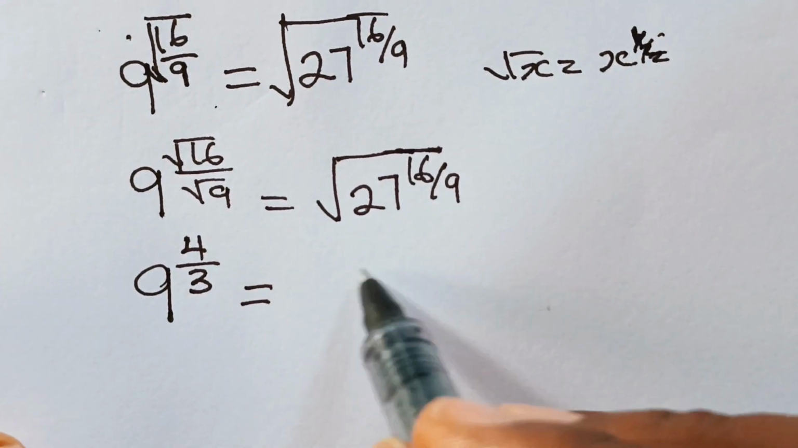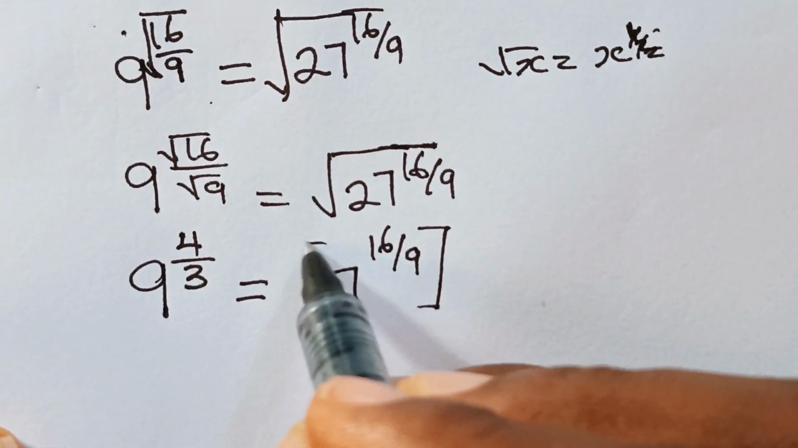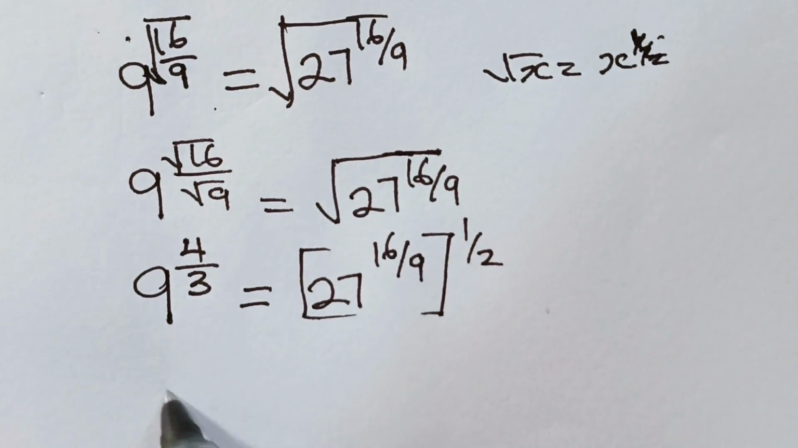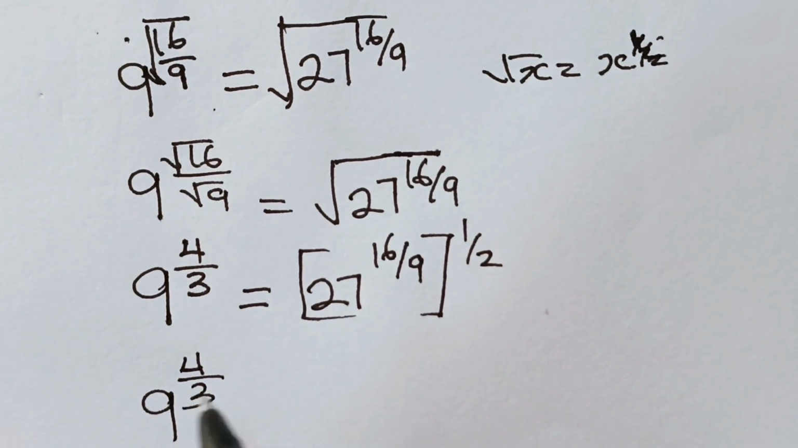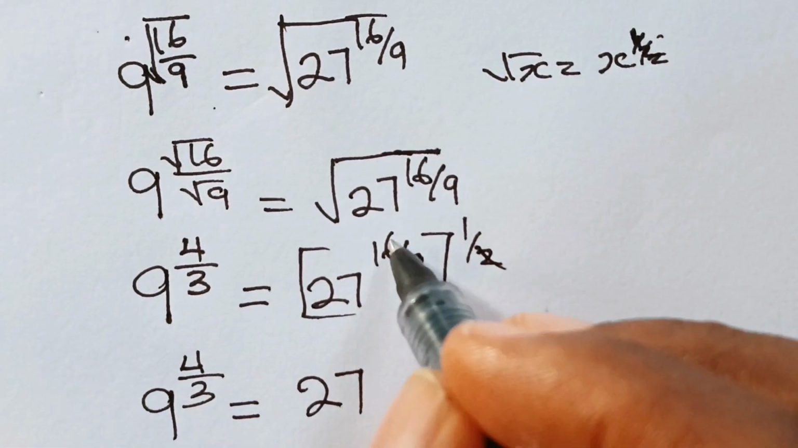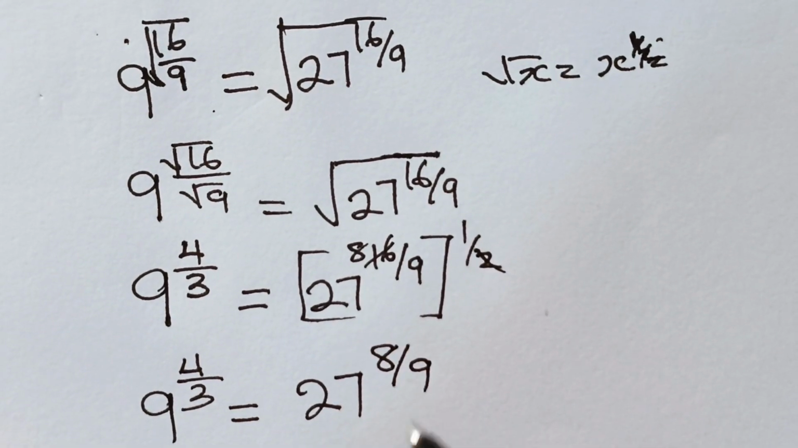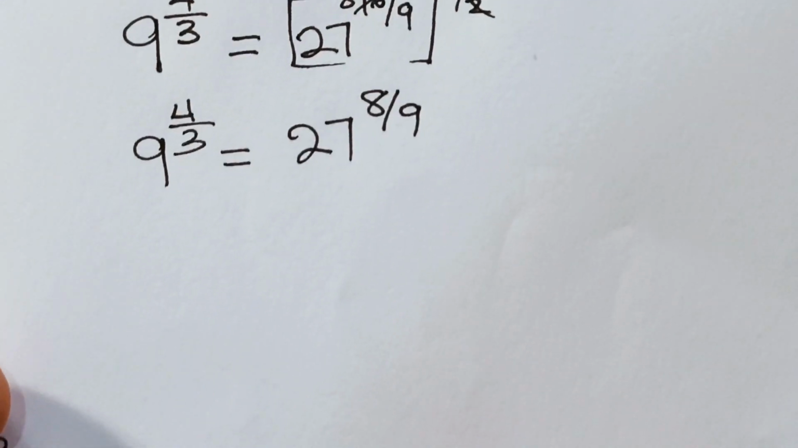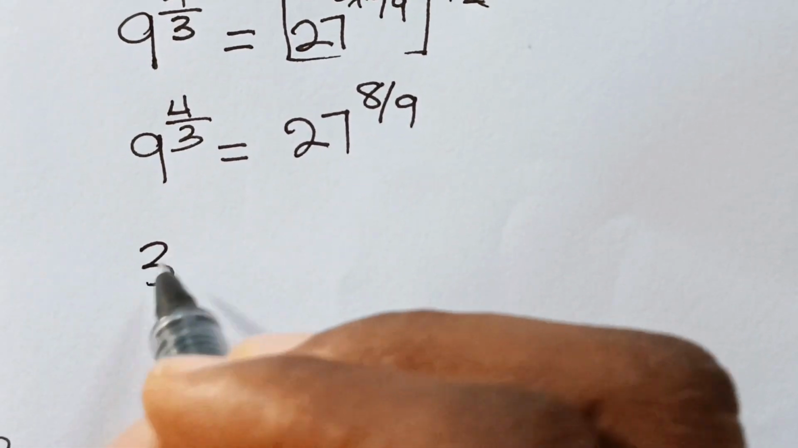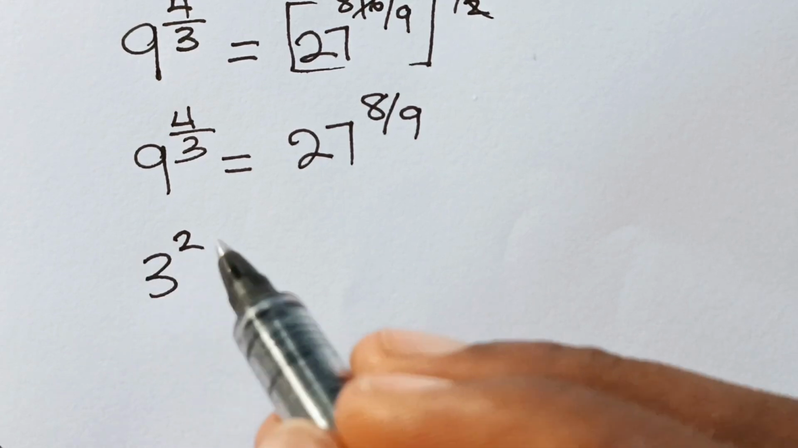All right, so we can write this as 27 to the power of 16/9, everything raised to the power of half. Now we have 9 to the power of 4/3 is equal to 27. 2, we divide this to give us 8, right? So 27 to the power of 8/9. Now let's put them in the same base. Yes. So when we do that, we have 3 to the power of 2. Since 9 is 3 times 3, right?